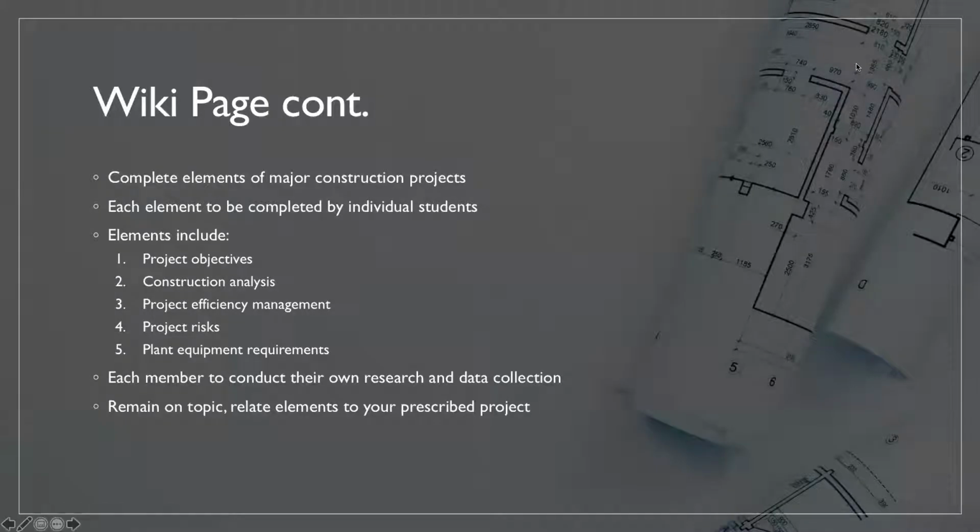So you'll have to complete elements of a major construction project. Each element will be completed by each individual student. These elements include project objectives, construction analysis, project efficiency management, project risks, plant equipment requirements. Each member is required to conduct their own research and data collection, and they'll complete each component that's allocated to them on the group page wiki.